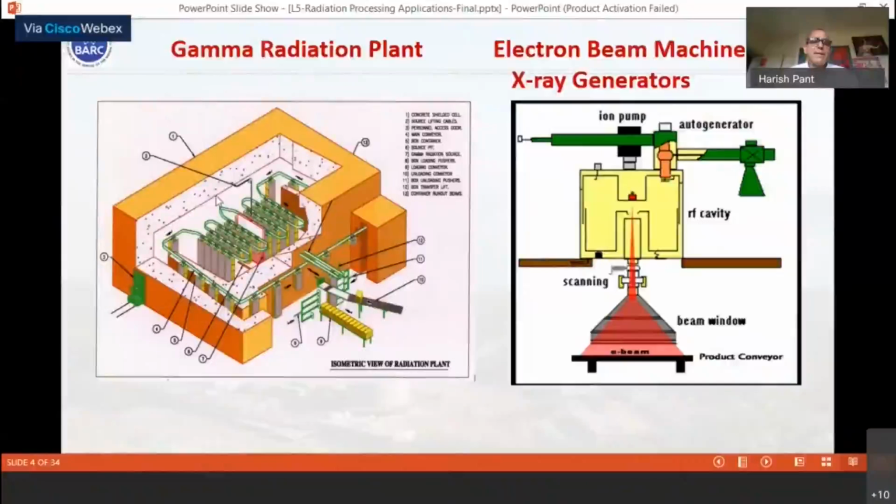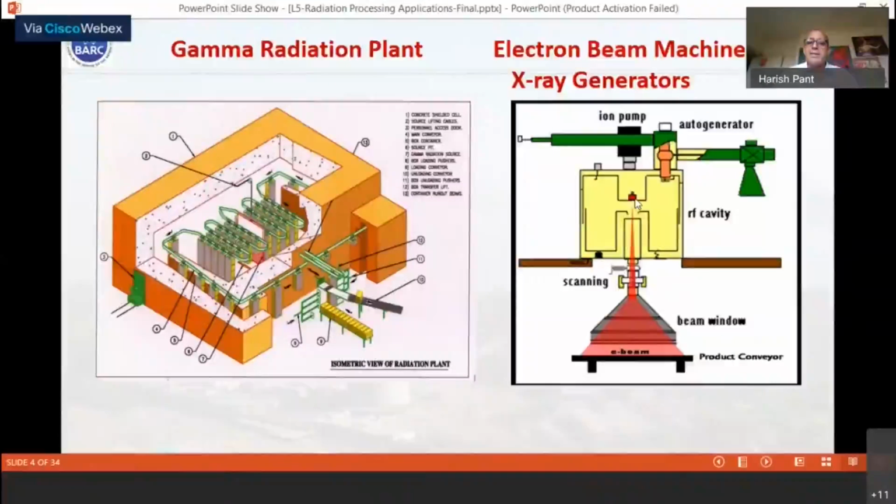And most of the gamma radiation plants used in India are cobalt 60 based gamma radiation plants. Now this is a schematic representation of an electron beam machine and X-ray generator, because when high energy electrons fall on a tungsten target, they also emit X-rays. So electron beam machines can be operated either in X-ray mode or in electron beam mode.